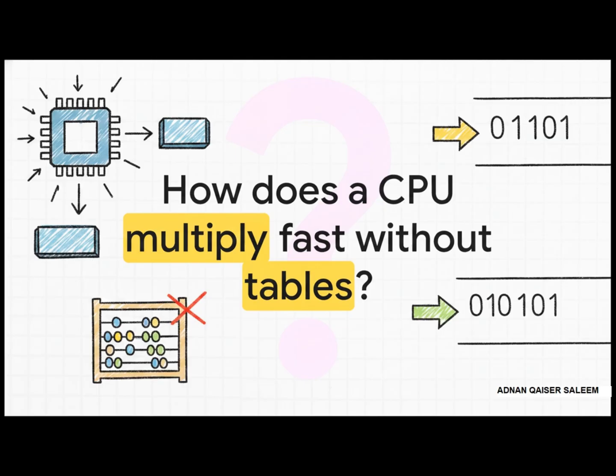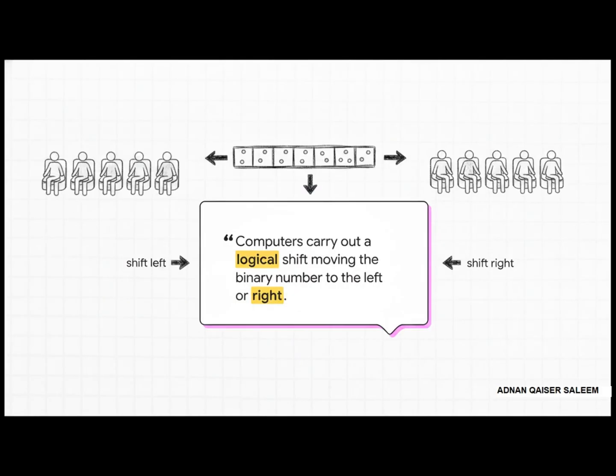Instead, the CPU uses a brilliant hardware shortcut called a logical binary shift. This happens right inside the CPU's registers, which are those tiny, lightning-fast storage areas. So what is a shift? Well, it literally means picking up all the bits inside an 8-bit register and moving them left or right by a set number of spaces. Think of it like a row of 8 chairs. Imagine everyone sitting in those chairs suddenly just shuffling one seat over to the left or one seat over to the right. That is exactly what a logical shift is doing.